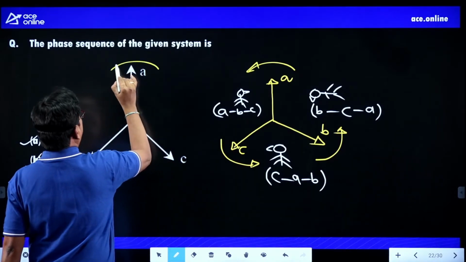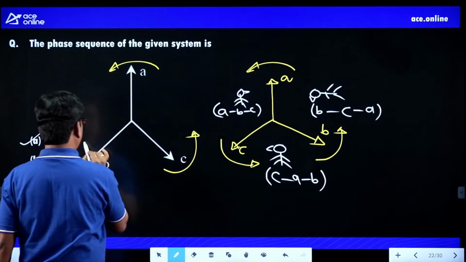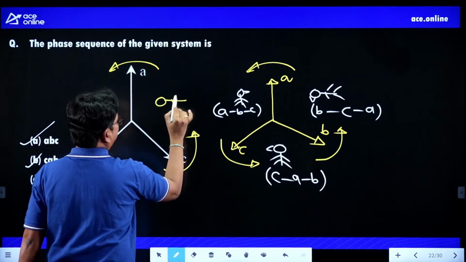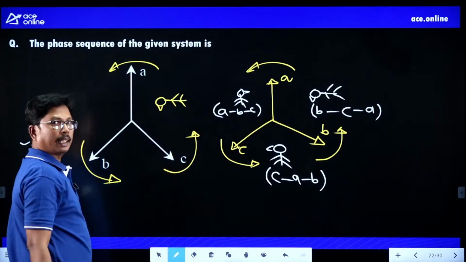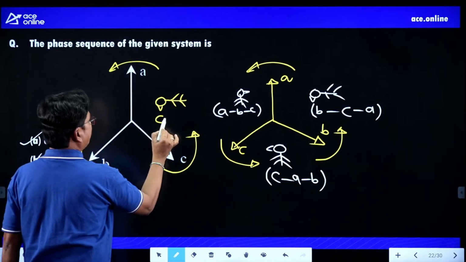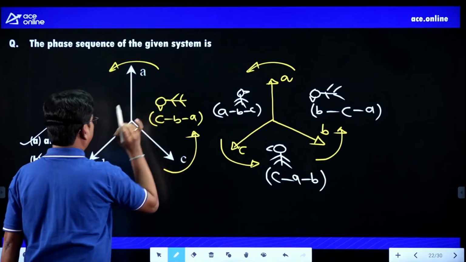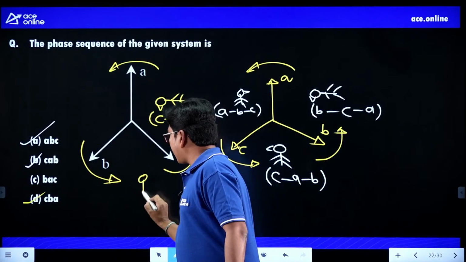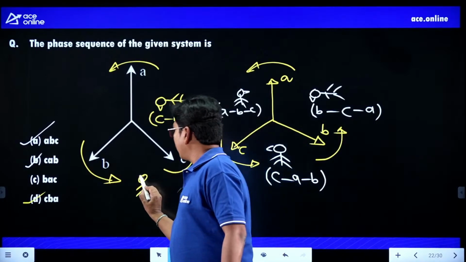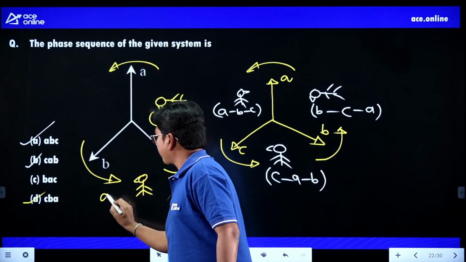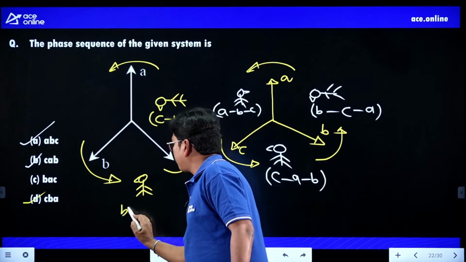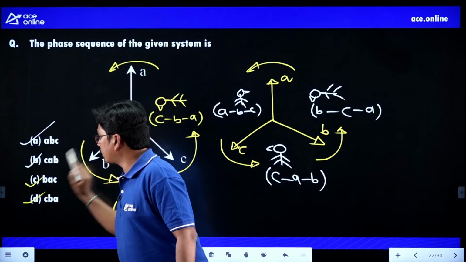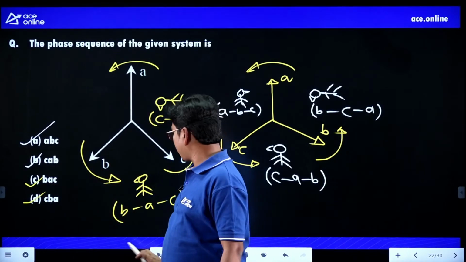See here, it is rotating in the anti-clockwise direction. It is also rotating in the anti-clockwise direction. Suppose the person is standing here and looking like this. C comes first, then B and then A: CBA. So CBA is the perfect answer. Suppose the same person is standing here and looking like this, B comes first, then A, and then C, so BAC is also a perfect answer.